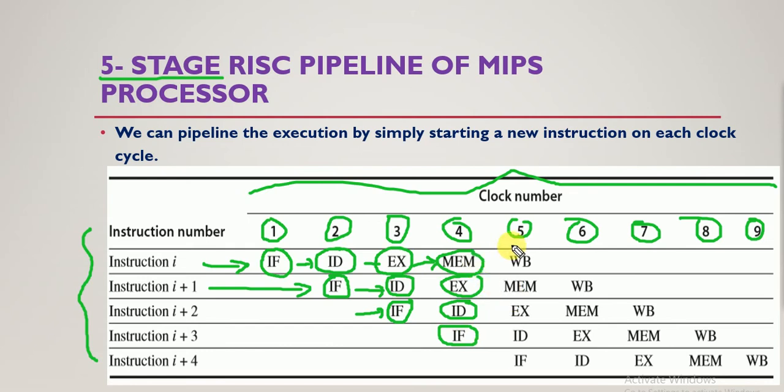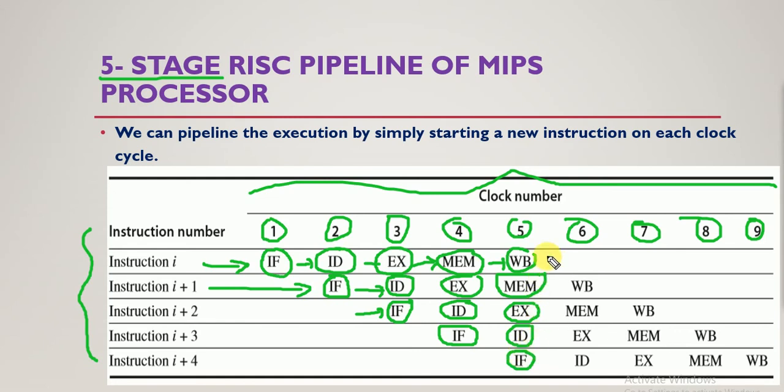Now when it moves to the fifth clock cycle, instruction I will go for a write back, writing the result. At the same time, I plus 1 goes for memory access, I plus 2 will go for execution, I plus 3 will go for instruction decode, and I plus 4, a new instruction, arrives and will do instruction fetch.